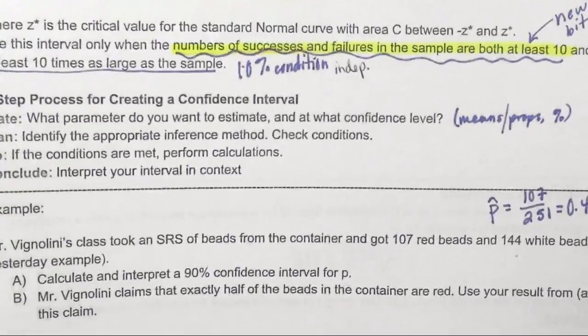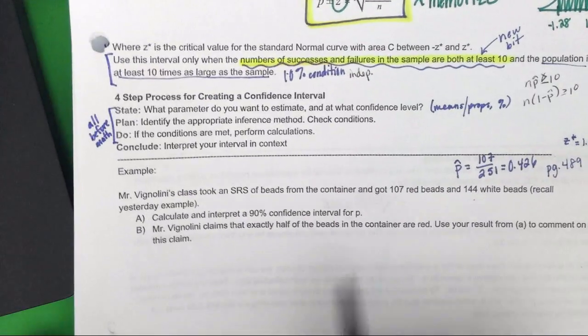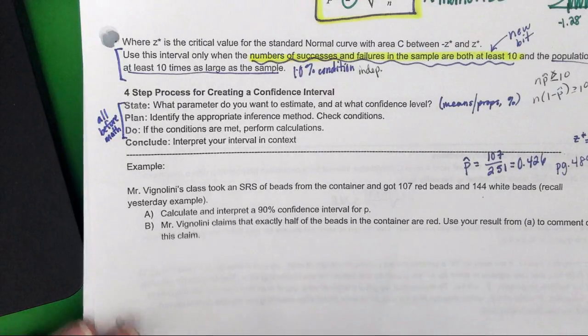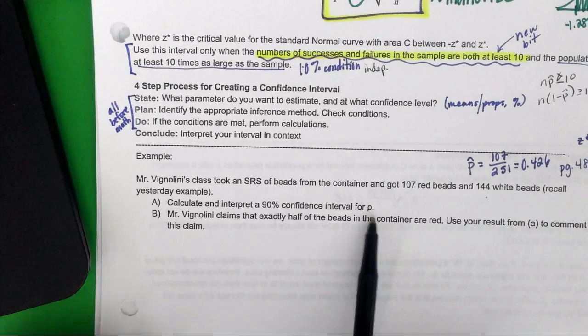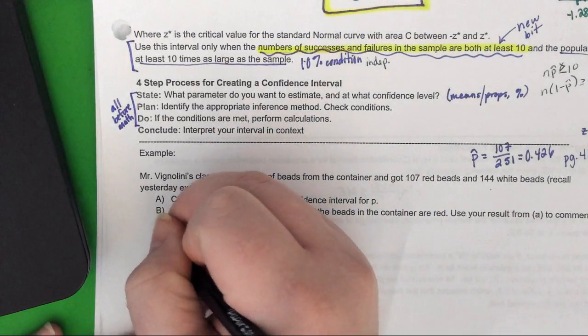They want us to... it says Mr. Vignoli's class took a simple random sample of beads from the container and got 107 red beads, 144 white beads. Recall yesterday's example. Calculate and determine a 90% confidence interval for P. Okay, so we've got to do part A.